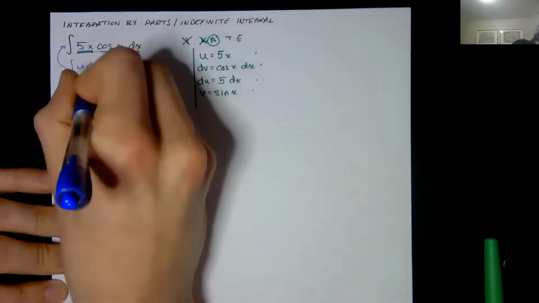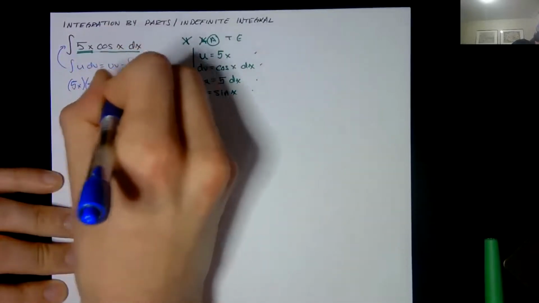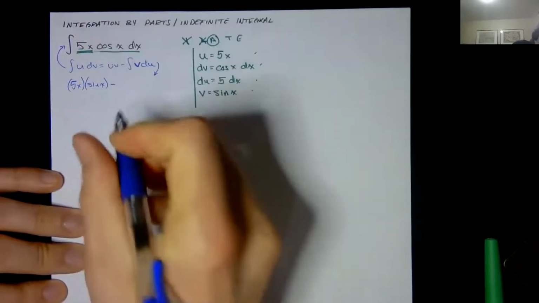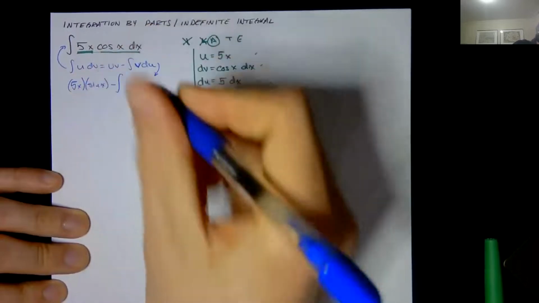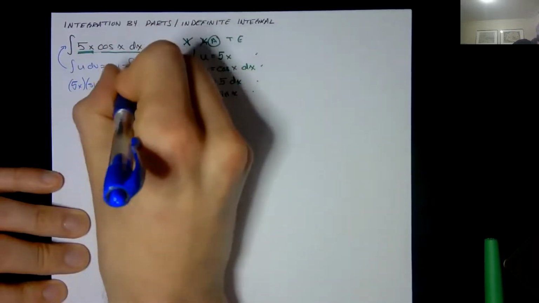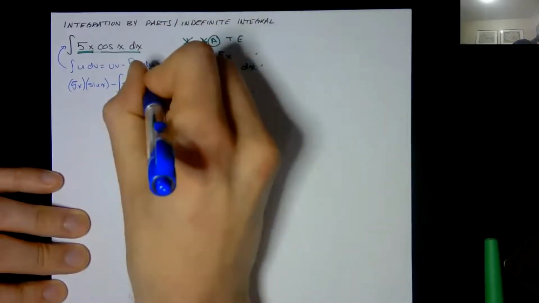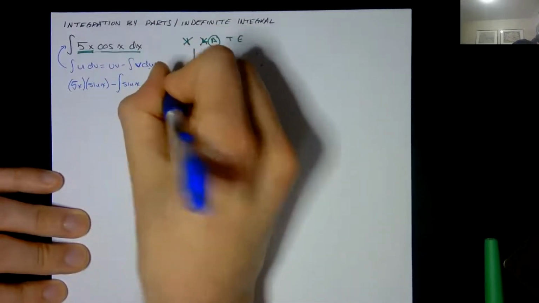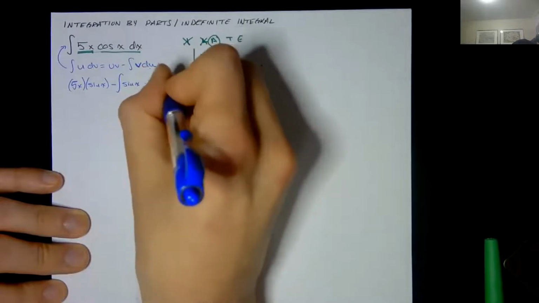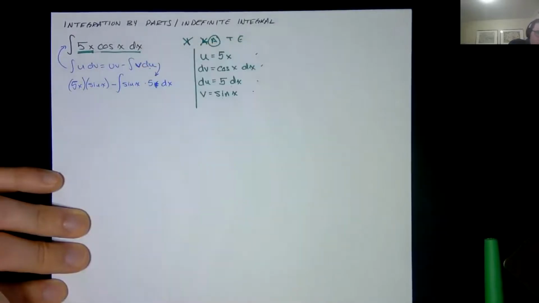v is equal to sine x. Minus, this is a v, just to clarify, the integral of v, which is sine x, and then du, which we have 5x, or just 5, apologies, 5 dx, just like that.